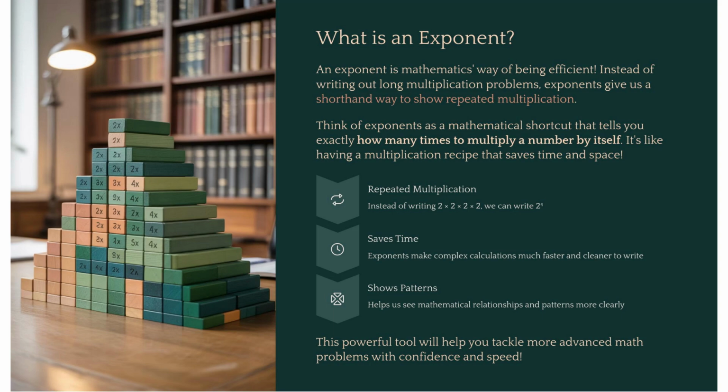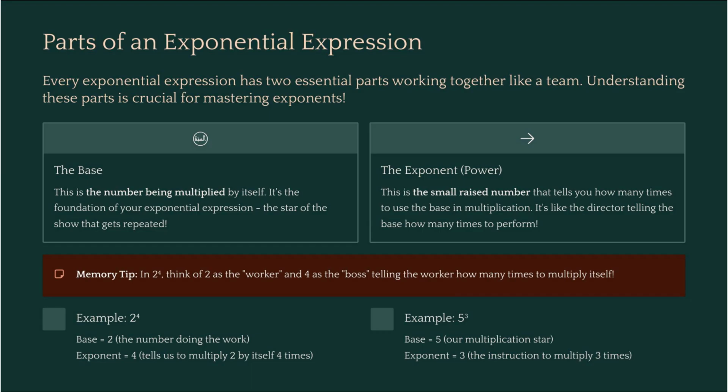It saves time, space, and makes it much easier to read large numbers in scientific notation or when dealing with big, real-world problems. Every expression with an exponent has two main parts. The large number, which is called the base, is the number that gets multiplied. The small raised number is the exponent, and it tells the base how many times to multiply itself. For instance, in 2 to the power of 4, the number 2 is the base, and it is the factor you will use. The number 4 is the exponent, and it tells you to use the base as a factor 4 times.